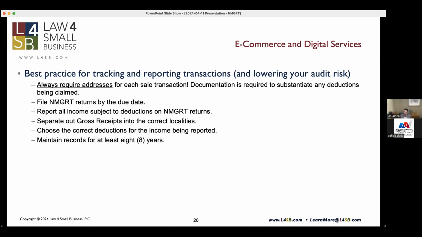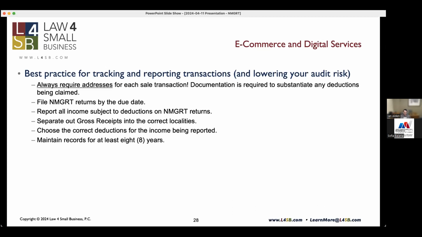The state is totally fine being overpaid. They don't care. But if you're looking to avoid having to charge your customers that tax or having to pay that tax, you're going to need to collect substantiating information and documentation. And so in your web transactions, always require the address. It helps if you have some kind of record keeping in the form of email invoices or some sort of exportable records that would include the address.